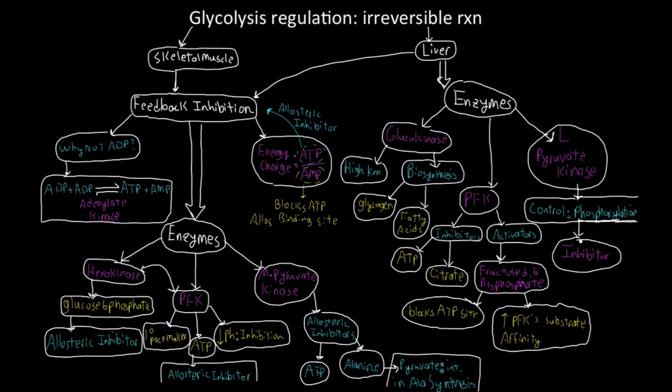Phosphorylate L-pyruvate kinase, we're inhibiting it, and if we dephosphorylate it, we're going to be activating it. That's what an isozyme is, because I just feel like that's something I should probably write down because it's important. So we have a different amino acid sequence, but it does the same reaction.